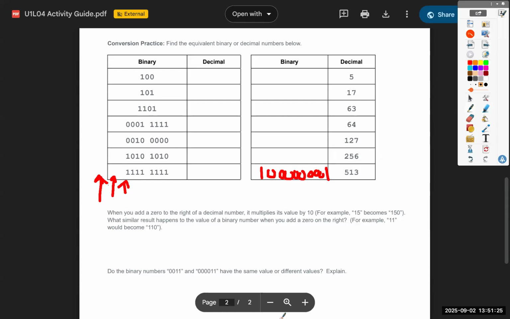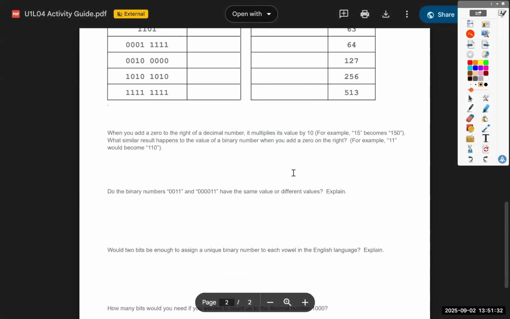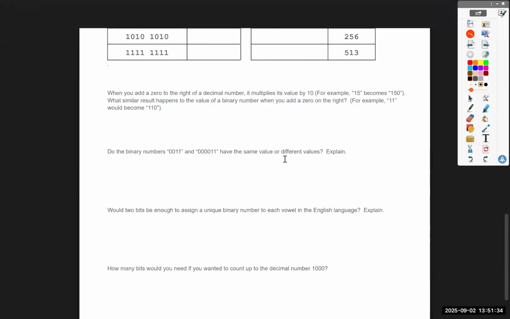Okay, you would need 10 bits, and the first and last bit would be 1. There you go. What number are we looking at? 513. Okay, some wrap-up questions for you.